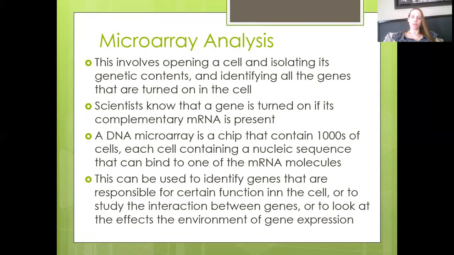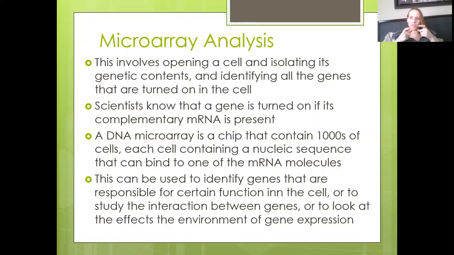There's also something called a microarray analysis, which involves opening up a cell and isolating its genetic contents and identifying all of the genes that are turned on. So if you want to know in someone's cell which genes are on and which genes are off, that's where the microarray analysis would come in. If a gene is turned on, it will make an mRNA, because if a gene is turned on, it is coding for a protein. And the only way to make protein is by first turning your DNA into mRNA and then your mRNA into the protein. So if a gene is turned on, there will be mRNA.